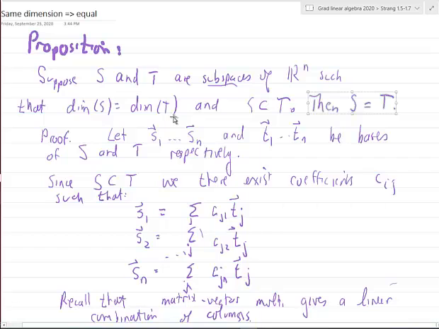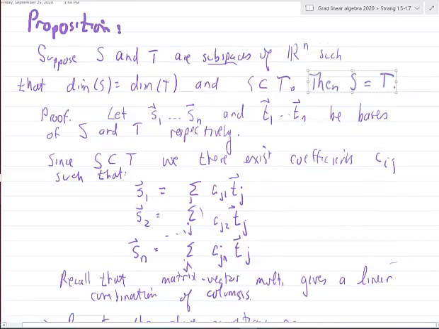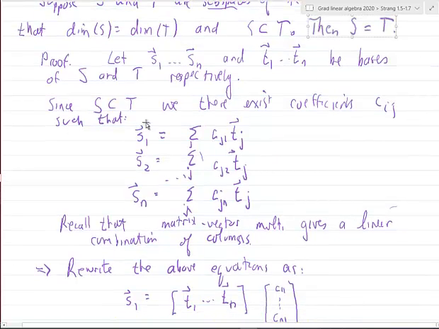Okay, so since S is contained in T, every one of these basis vectors in S is also in T. So every basis vector in S can be expressed as a linear combination of the vectors in this basis of capital T. Right? So I can write this out in summation notation. I have the n basis vectors of S here, and these can all be written in terms of linear combinations of the basis vectors of T. Now notice that I need a different linear combination for each S.